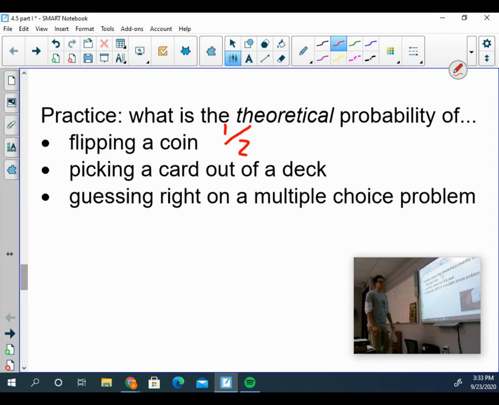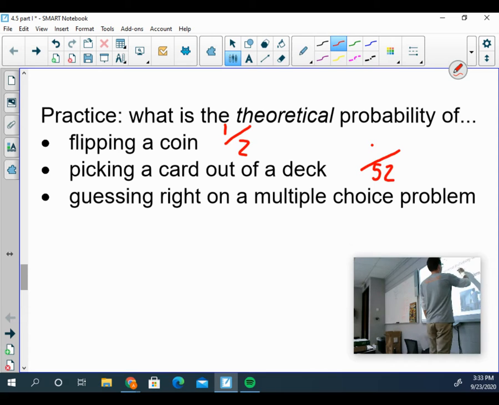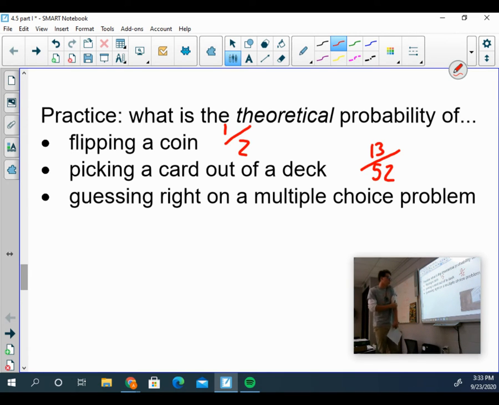Picking a certain card out of a deck. Let's say I'm looking for the Queen of Spades. Well, the sample space is 52 cards, and I'm looking for the Queen of Spades. So it would be 1 out of 52. If I was looking for just any heart, that would be 13 out of 52, because there are 13 hearts in the deck. Guessing right on a multiple choice problem. Well, the sample space is how many options there are. If it's A, B, C, D, then there would be 4 options. And there's going to be 1 right answer, so it would be 1 out of 4. Hopefully you got those right. If not, at least I hope these make sense. Let me know if they do not.